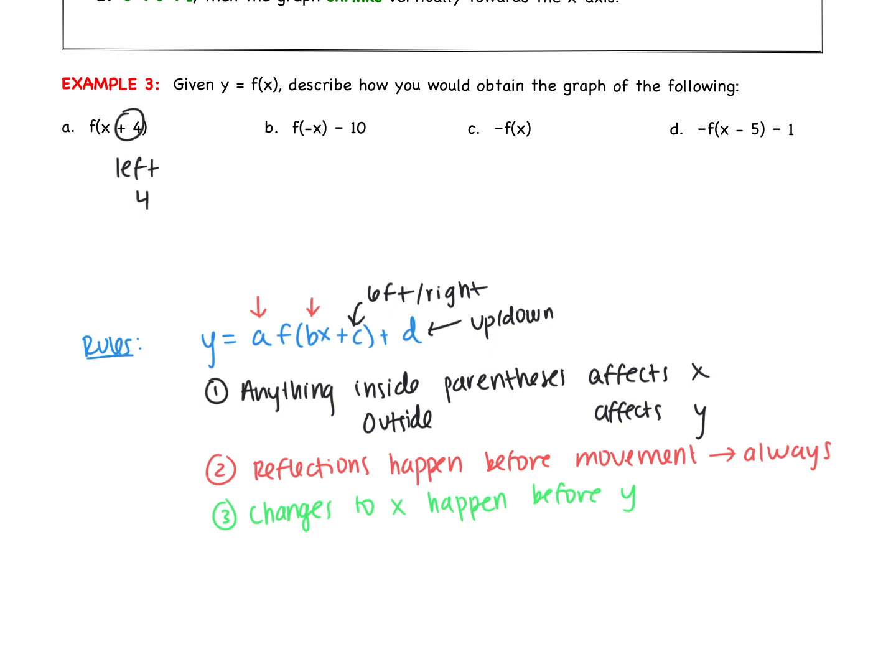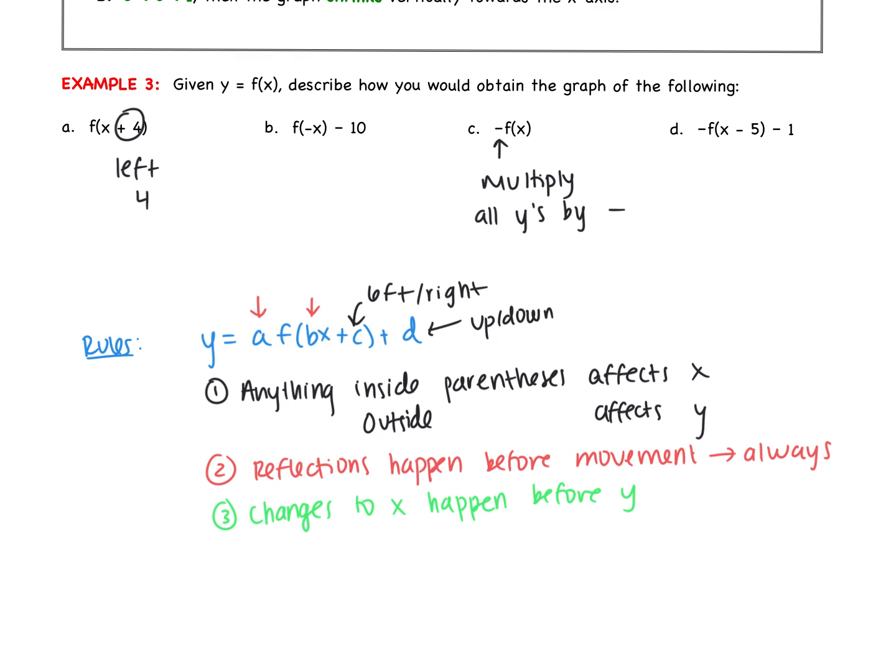Let's skip to C and then we'll go back to B. For C, does this negative affect x or y? Y. Outside parentheses affects y. I don't use fancy vocabulary. You don't even need to use the word reflect. All I need you to know is that we are going to multiply all the y's by a negative. That's all you need to know. You're going to multiply all the y's by a negative. So if your graph is up here, it's going to flip down.